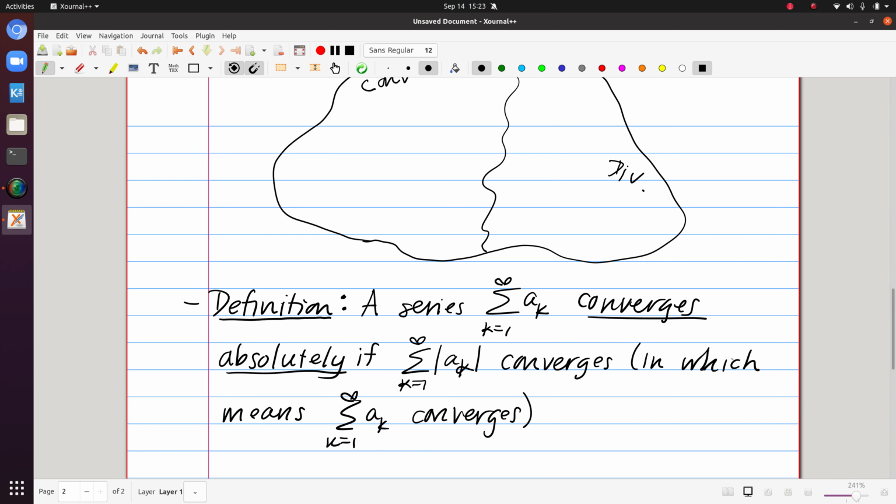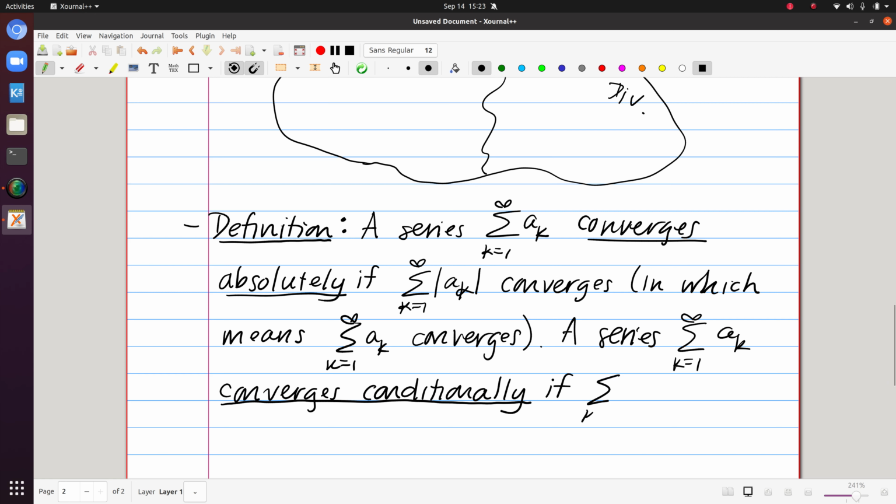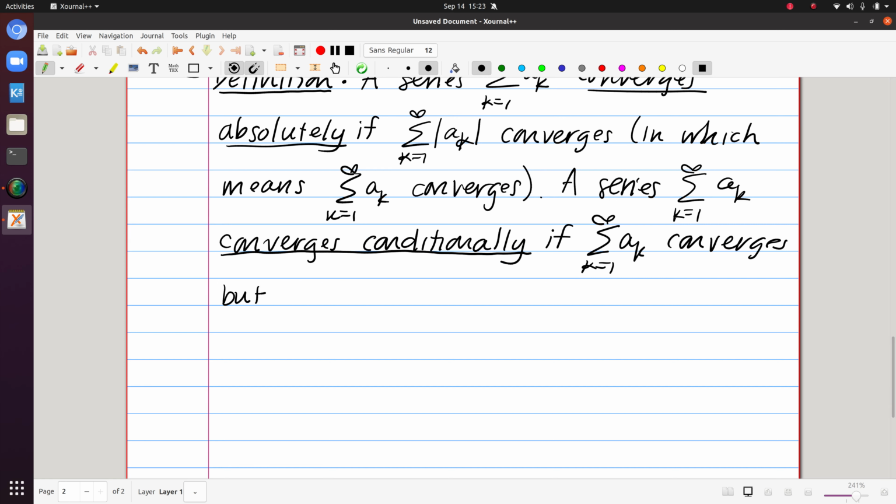And again, that automatic implication is the absolute convergence theorem. So that's what it means to converge absolutely. And alternatively, we're going to say that a series, again, sum of the a sub k's, instead converges conditionally if the series itself converges, but the sum of the absolute value of the terms diverges.